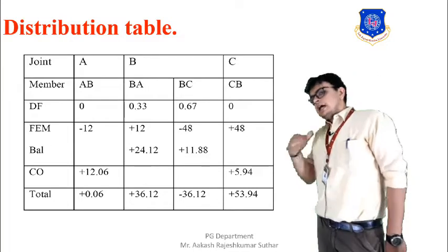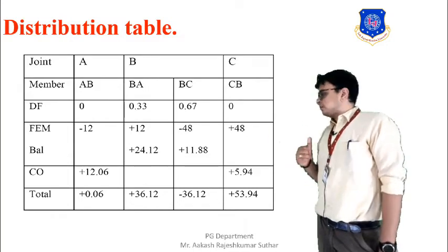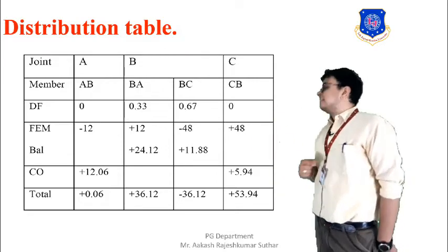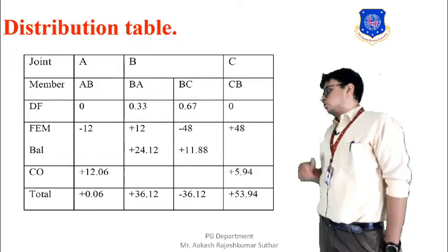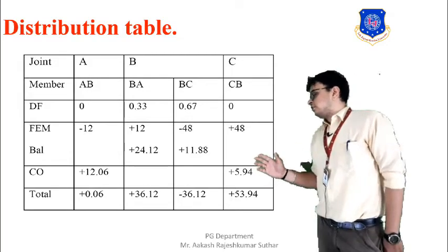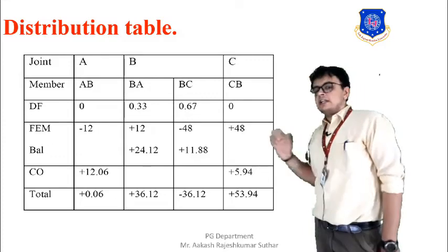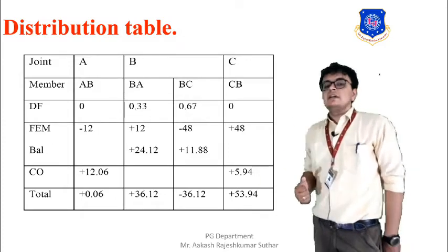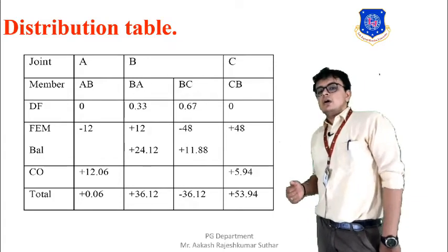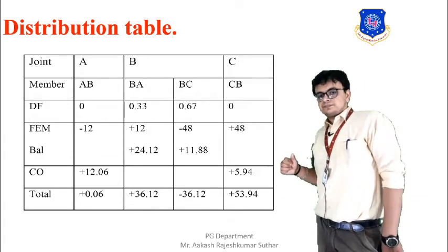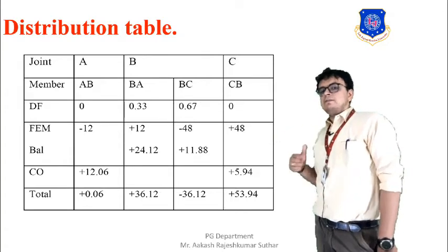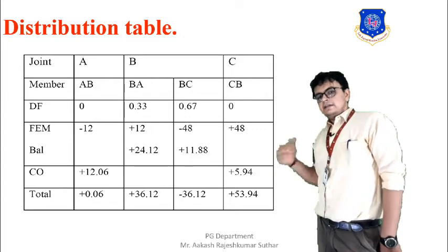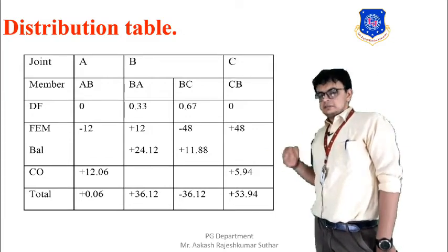Okay. Now moving towards the BC member. Again at the joint we have found the difference of minus 36 kilonewton meter. So we have to multiply it with the distribution factor of BC, that is 0.67. So minus 36 into 0.67, we are getting the value of 11.88. So that we have to consider.